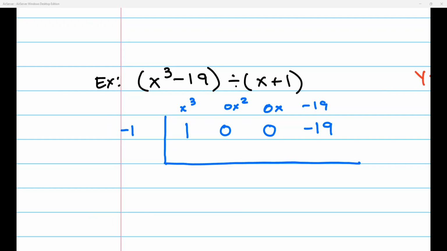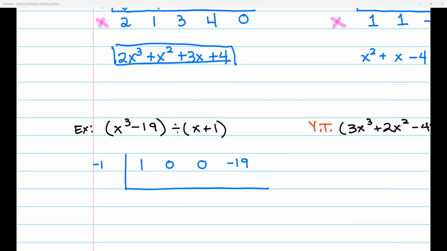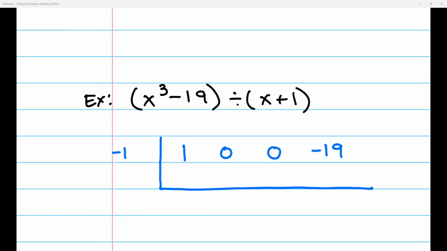You don't need to write all that. I'm just showing you where the numbers are coming from. You absolutely need the placeholders. I'm going to go ahead and add. I'm going to add the first number, multiply the second number. Start our process by bringing down the 1, and then the machine starts. So -1 times 1, that gives me a -1. 0 plus -1, that gives me a -1.